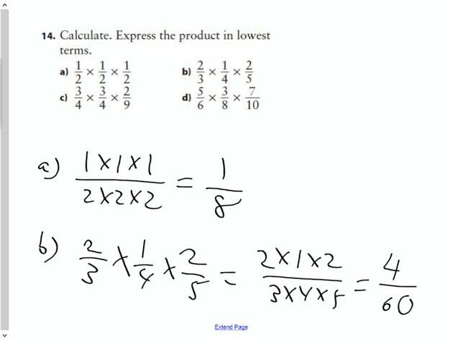Not lowest terms. Does anyone know what's divisible into 4 and 60? Tegan, you're very good at this. What is it? 2 is. What else is divisible into it? 4 is. 4 divided by 4 is 1. 60 divided by 4 is 15. So your lowest term answer is 1/15.